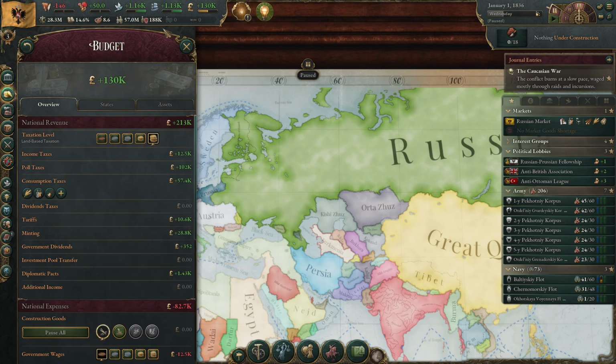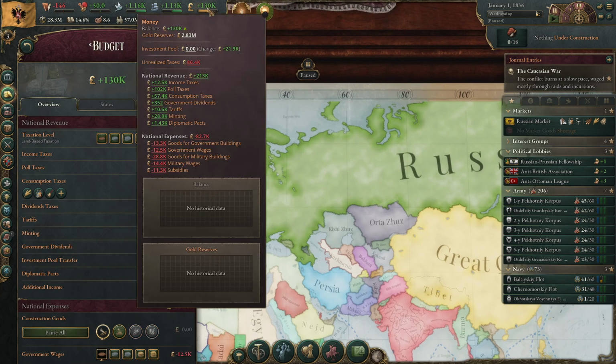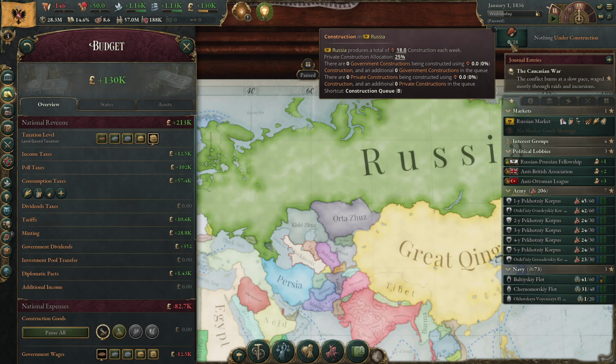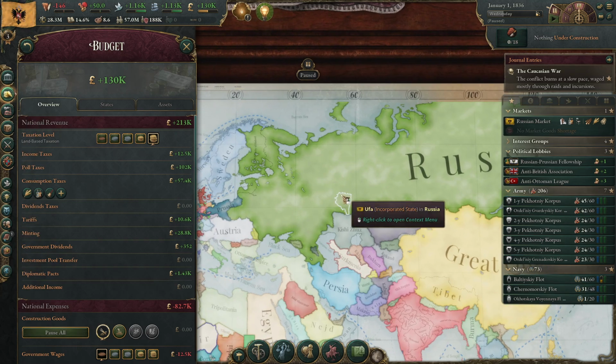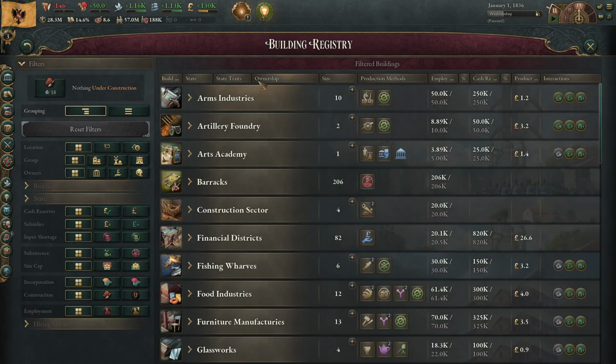And of course this will create a lot of radicals. But it would give me, you see 130, it would give me the possibility to build a lot of new construction and build up the economy. And if we look here at the building registry, let's just look at the buildings in Russia.